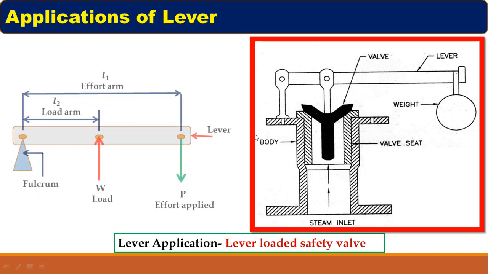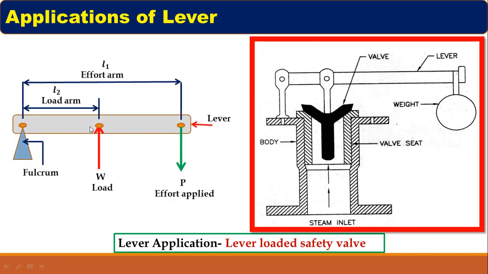Now we will just correlate this with our regular representation of the type 2 lever. Now this is a fulcrum, and here in this picture the fulcrum is here, and this is the point of pivot. Now second, load W. So load W is acting at this point, and it is purely because of the steam pressure. So this is the load acting on the valve W, because of the steam pressure.